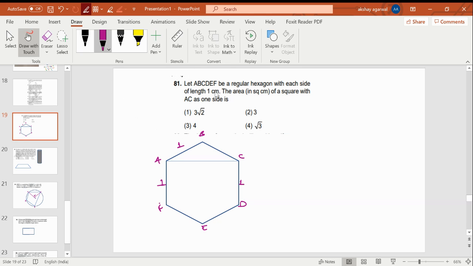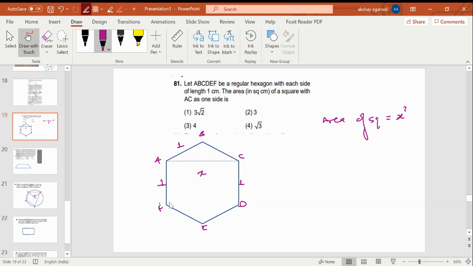So here they've asked you ABCDEF is a regular hexagon, which we already have over here, with each side of length 1 centimeter. The area in square centimeter of a square with AC as one of its sides. So if I know the length of AC, if AC is x, then the area of the square is equal to x square. So we just have to find the length of AC.